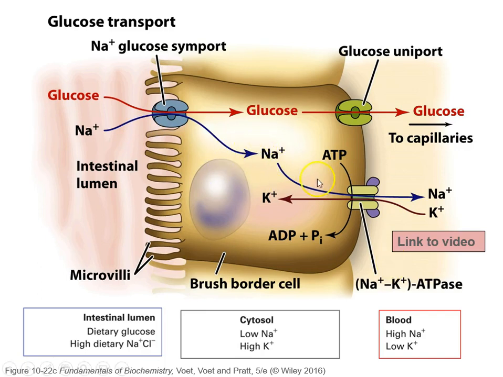But now the sodium leaves. There's a sodium potassium ATPase right here where sodium exits and potassium comes in. So now you maintain the sodium and potassium gradients between this cell and the blood. And meanwhile, there's a uniporter that allows glucose to go along its concentration gradient. So it came in against, and now it's leaving along, and now the glucose will enter the portal vein and go straight to the liver.